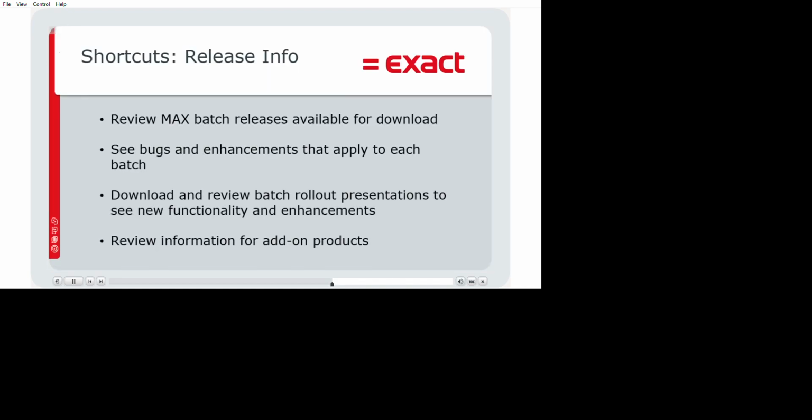Another shortcut is about release information. The Release Info link in the Shortcuts section will take you directly to the MAX Customer Portal page, where you can review all of the available MAX batch releases and their supporting documentation. Login credentials to the MAX Customer Portal are required to access these reference materials. Should you not have a portal login, see your system administrator or contact your MAX Customer Advocate.